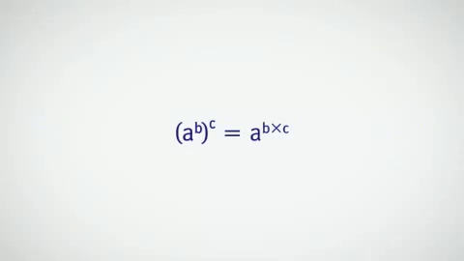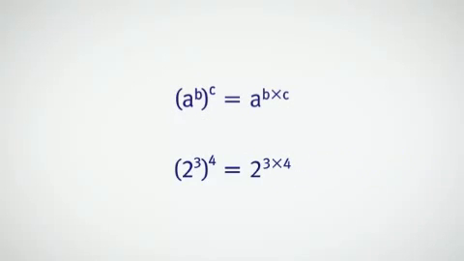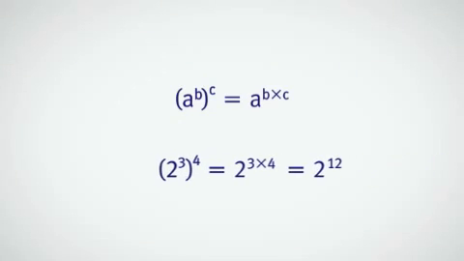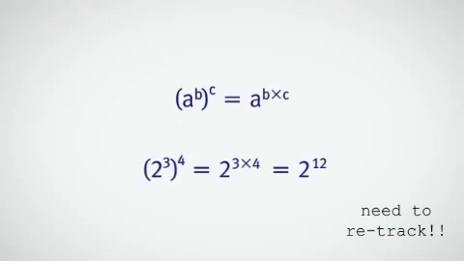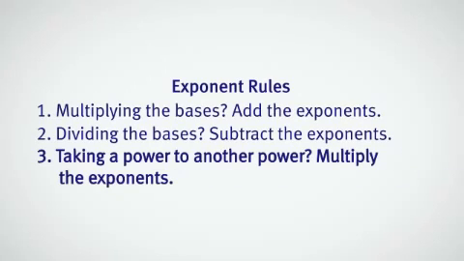The next rule involves a base to an exponent, then raised to another exponent. If you see this expression, you'll simplify by multiplying the exponents. For instance, quantity 2 to the 3rd power taken to the 4th power is simplified as 2 to the 12th power, because 3 times 4 is 12. And there we have Rule 3. When taking a power to another power, multiply the exponents.